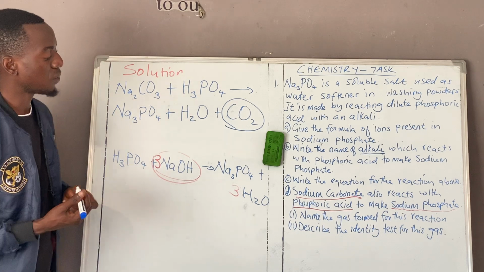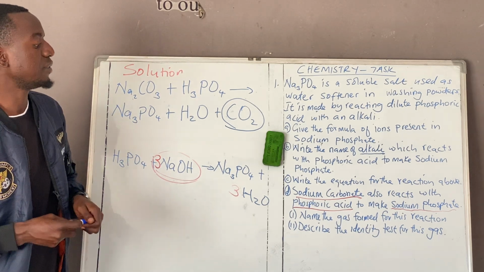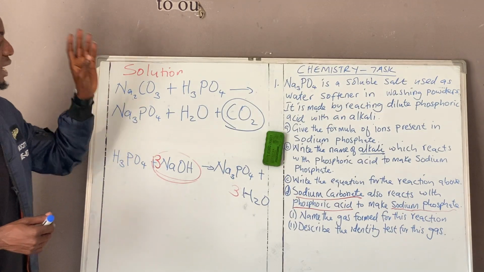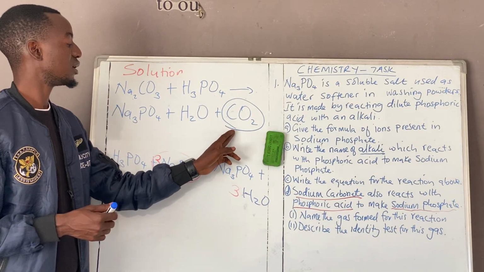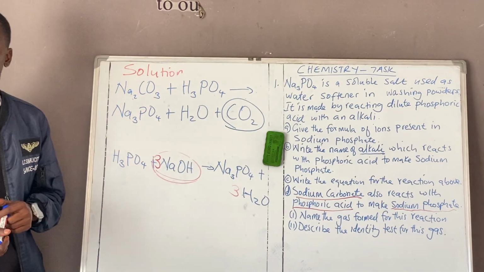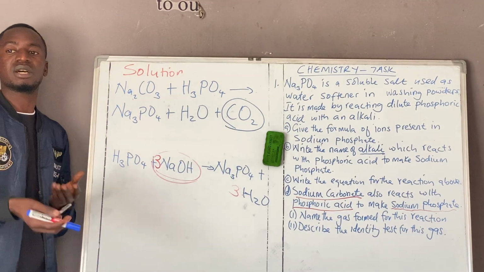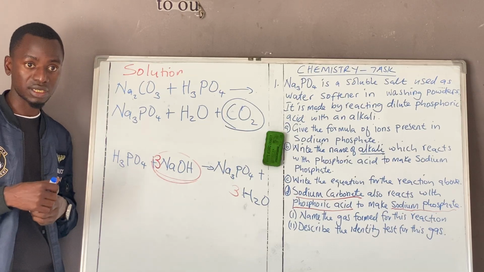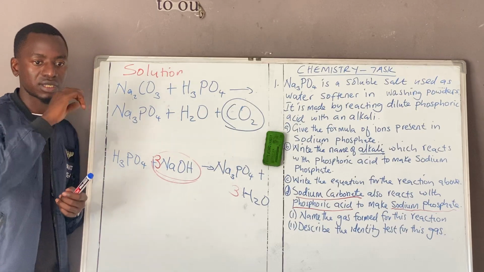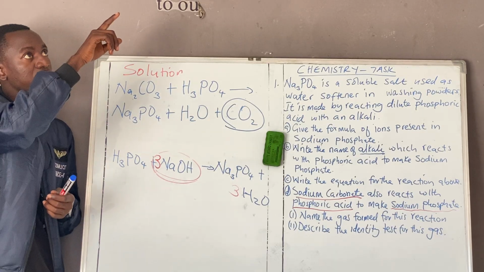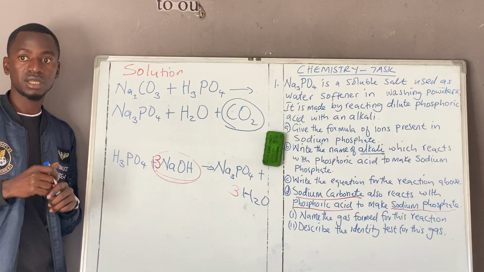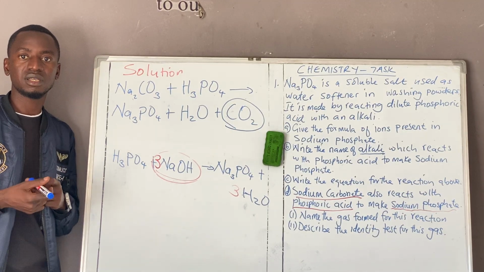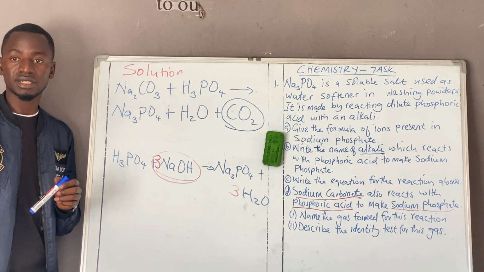Okay, so now we go to the next one. Describe the identity test for this gas. So what is the identity test of carbon dioxide? How can you know that this is carbon dioxide? You know that carbon dioxide is a gas, meaning you cannot see it. You can't say, oh, I can see there is carbon dioxide. So now, how can you identify that this is carbon dioxide? So that is the identity test.